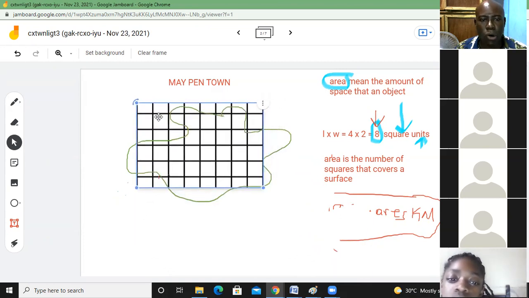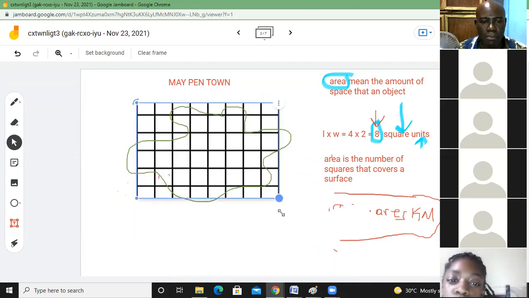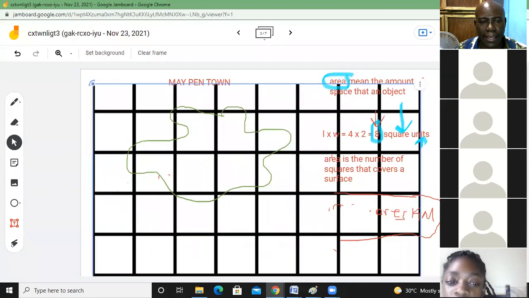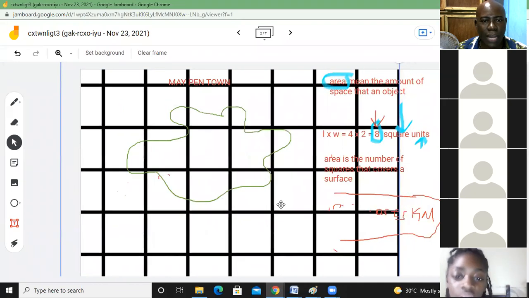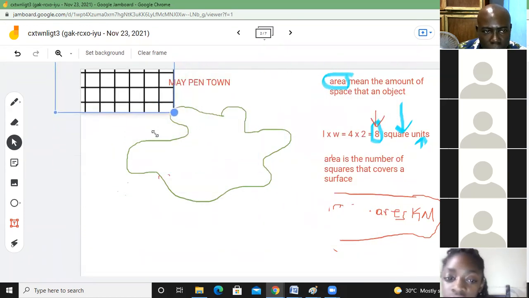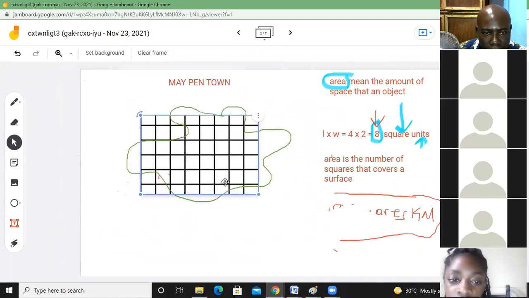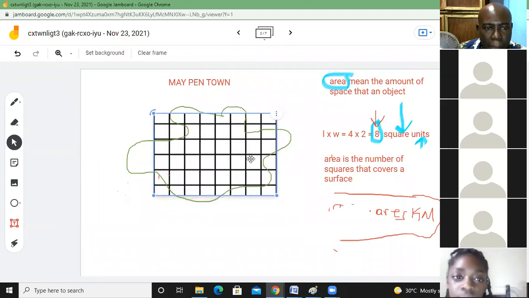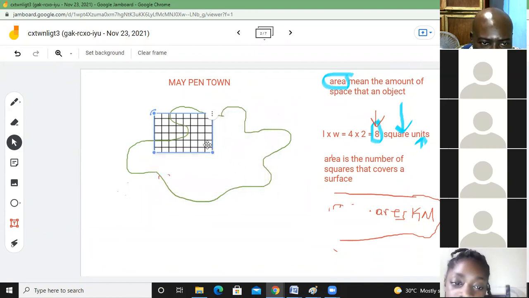For example, look now. I put the map there. The bigger the grid is, look at how it is covering this. It's less accurate. But if I bring this down and have smaller grids, look at this. Imagine if I get much more squares. Meaning you're able to count way more. Imagine if I was using some small ones.